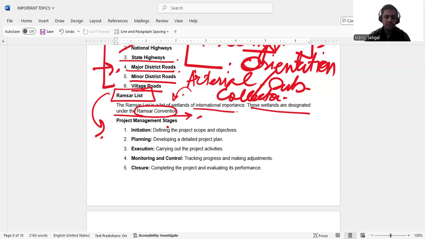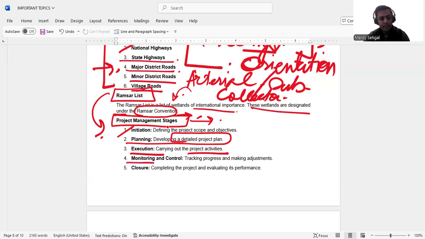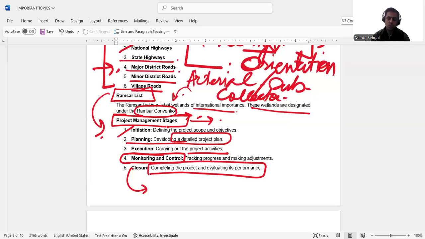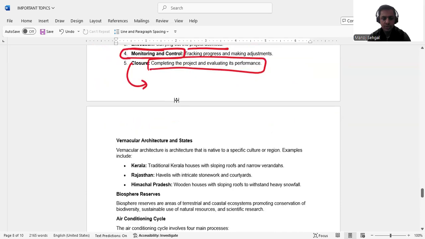So that is why we need to learn the names of various wetlands that are in the list of Ramsar. Then we have the case of stages of project management, because the theoretical concept of project management is very crucial to learn from the perspective of architecture and planning examinations: how the project is initiated, how the overall planning is done, how a detailed project plan is prepared, how it is executed, how it is carried out with project activities, how the project is monitored and controlled, and importantly how the project is completed, and also how the evaluation of its performance is done.